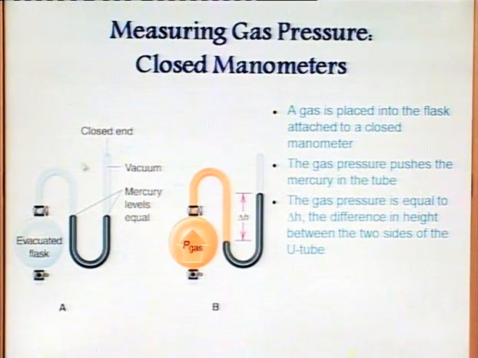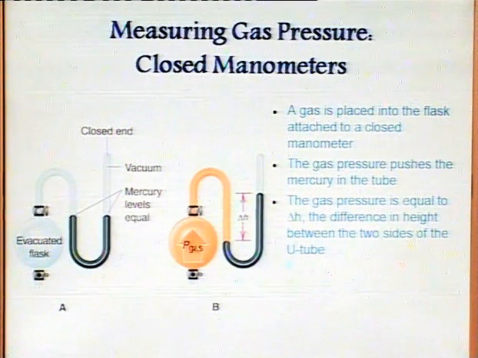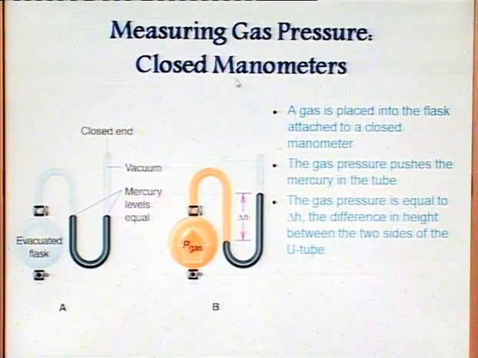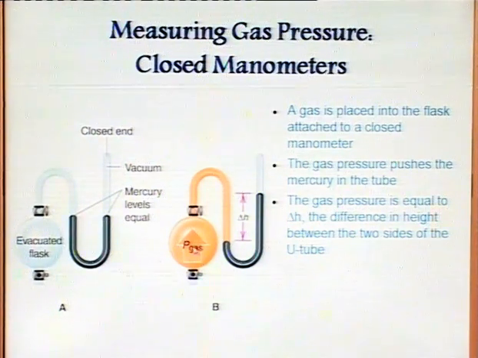So, if there is no gas, then these two columns are equal in height, and if there is some gas in the container, then the height changes depending upon the pressure. These closed type and open type manometers are used for different purposes. A gas is placed in the flask attached to a closed manometer. The gas pressure pushes the mercury into the tube, so there is a change in height, that is delta H here.